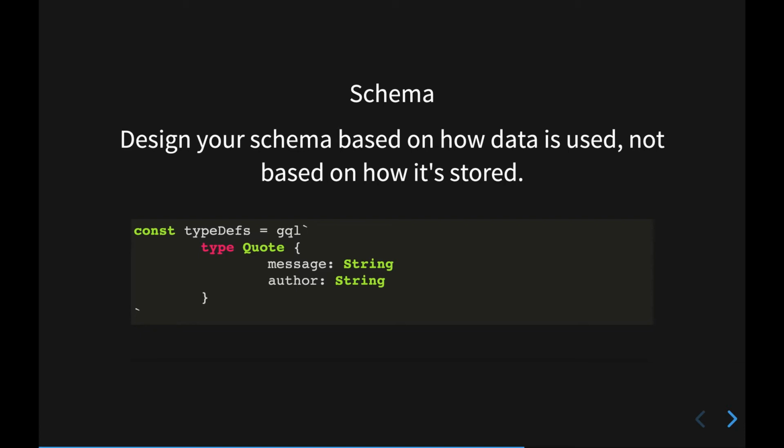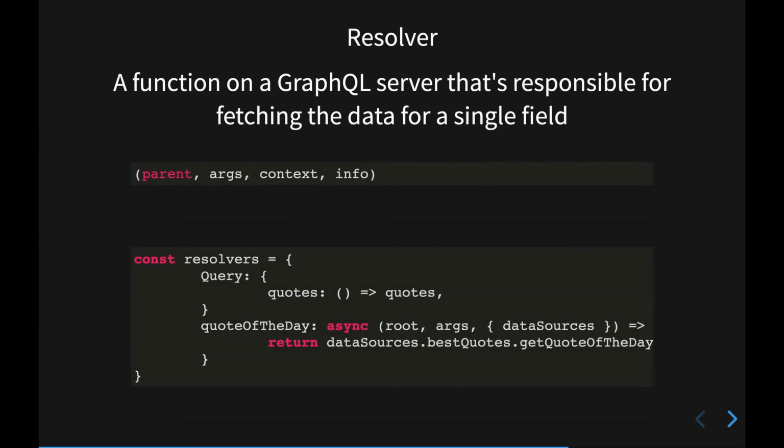Schema. The second part is our resolvers. A resolver is a function in a GraphQL server that is responsible for fetching data for a single field. This is very important. So this is the field that we have, quotes, and this is our resolver. Our resolver will do all the magic that it needs to do. Remember, GraphQL needs to go and fetch information here and there to make one field possible.